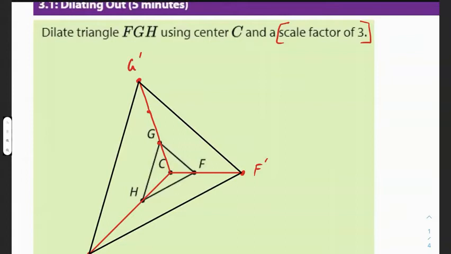So what do you notice? What do you wonder? What do you notice about the relationship between the original sides to the new sides? Hopefully you realize that, for example, FG to F prime G prime, they're parallel, right? So every corresponding side here is parallel to one another.